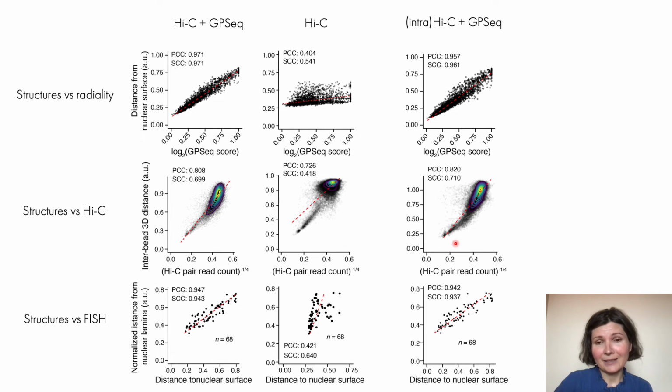And to our big surprise, but also big satisfaction, of course, they correlated very highly with our FISH data, again suggesting that GP-seq does a really good job in positioning contacts properly in the space of the nucleus and doing a good job in aiding in the reconstructions of the genome.